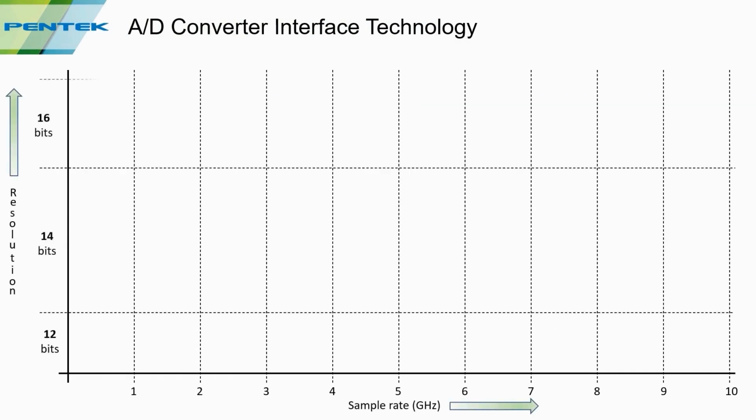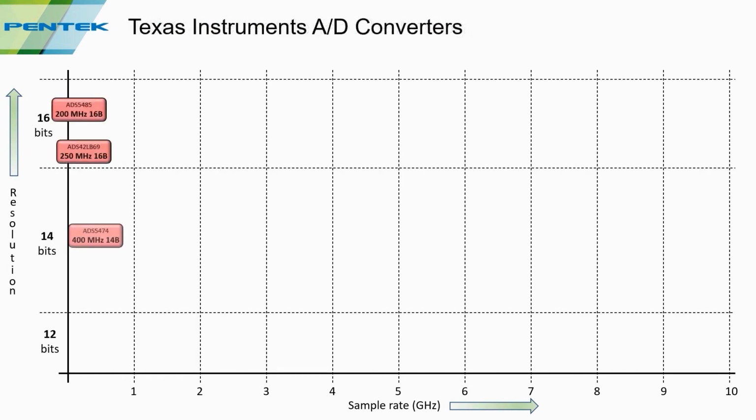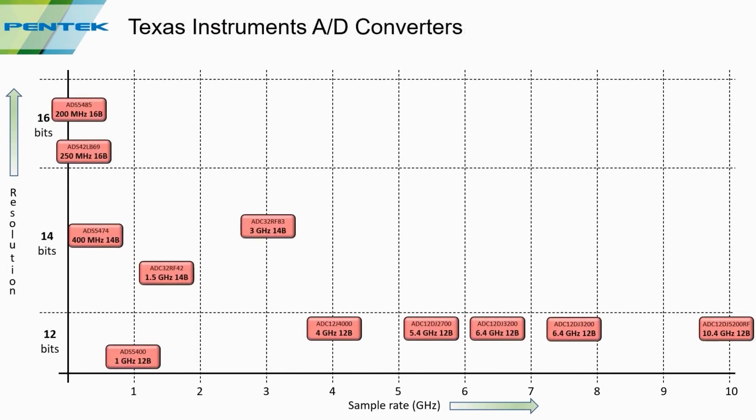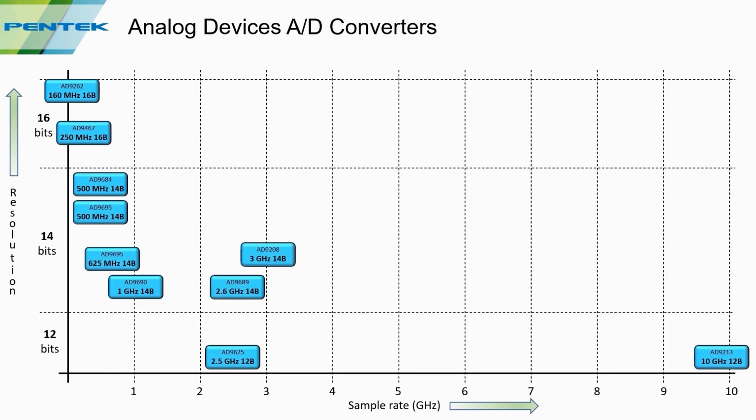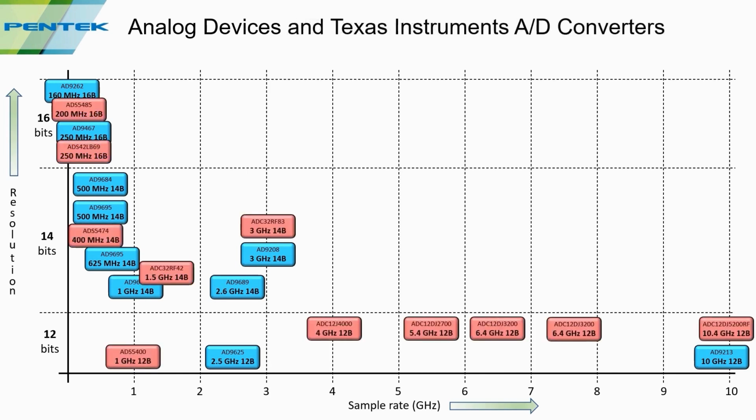Now I've chosen A to Ds starting at 200 megahertz with 16-bit resolution. And as you can see, as you go higher in the sample rates, when you get to 10 gigahertz, the resolution drops down to 12 bits, which is pretty much what you'd expect. Now I'd like to plot the ones from Analog Devices, and again, similarly, at 160 megahertz, I can get 16-bit resolution. As I go all the way out to 10 gigahertz, I'm down to 12 bits. Now if I overlay these two, you really see that both manufacturers are following basically the same curve.